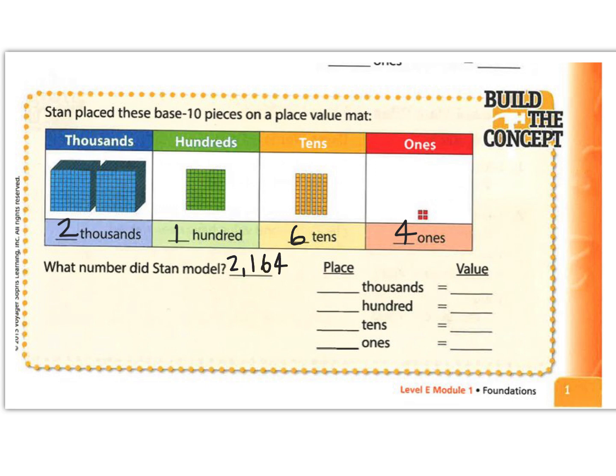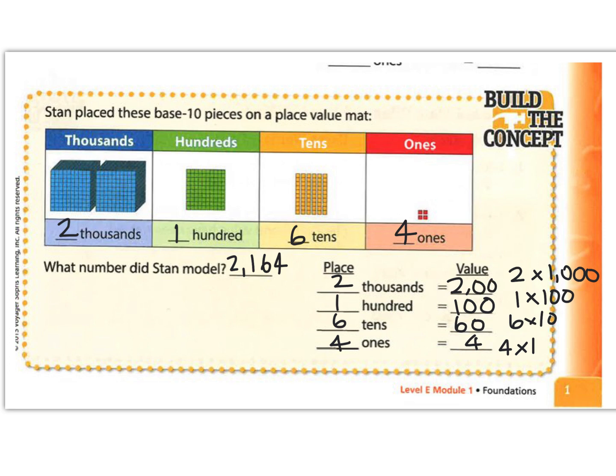2,164. So the ones place was a 4, the tens place was a 6, the hundreds place was a 1, the thousands place was a 2. So when we do the values, we would do 4 times 1 for the ones place is 4. Tens place is 6 times 10, which is 60. 1 times 100 is 100. And then thousands is 2 times 1,000, which equals 2,000. So we have the place value, and then we know that the place value represents the value, or how much there is in each place.